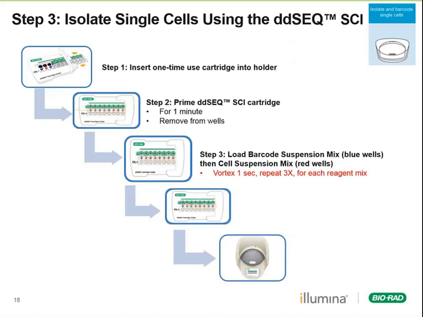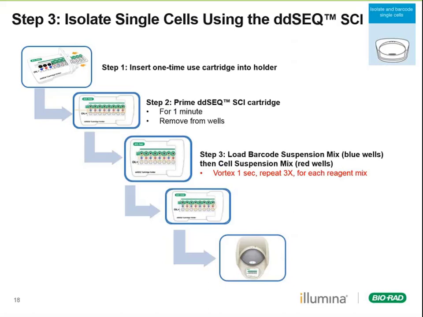And then we're going to load the cell suspension mix. They have red caps and will be loaded to the red wells. At this point, it's important that we load an even amount of each mix. To do so, we're going to mix these very, very well before we put them onto the cartridge.